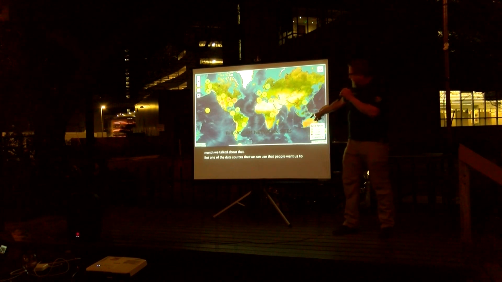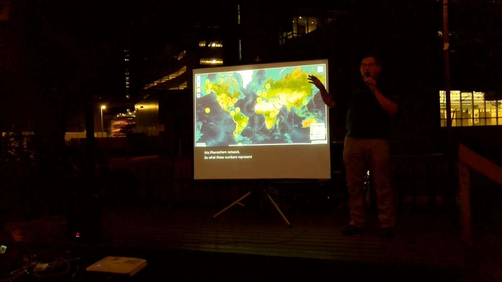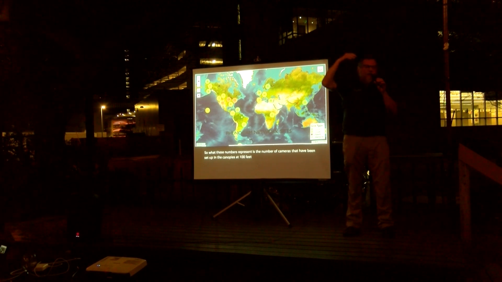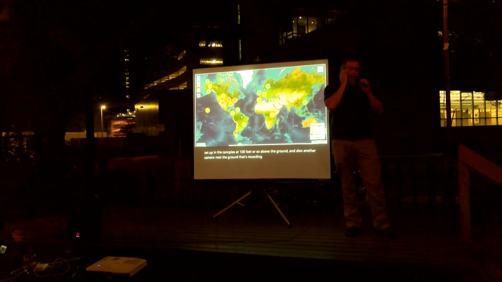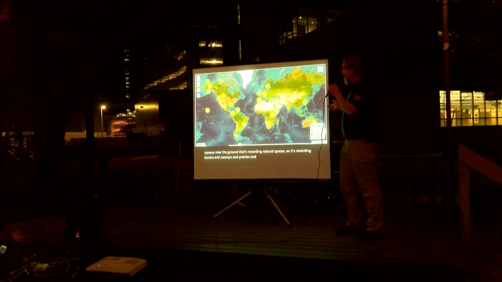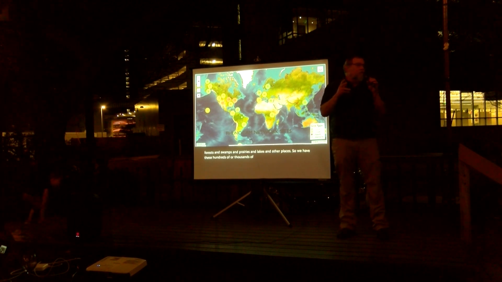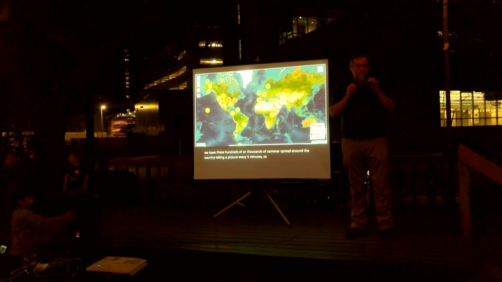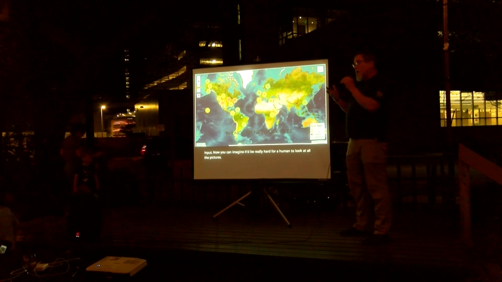But one of the data sources that we can use, that people want us to use, is this phenocam network. What these numbers represent is the number of cameras that have been set up in the canopies at 100 feet or so above the ground, and also another camera near the ground that's recording natural spaces. So it's recording forests and swamps and prairies and lakes and other places. We have these hundreds or thousands of cameras spread around the country taking a picture every 5 minutes. So that's going to be part of our input. Now you can imagine it'd be really hard for a human to look at all the pictures, so we're going to use AI instead.